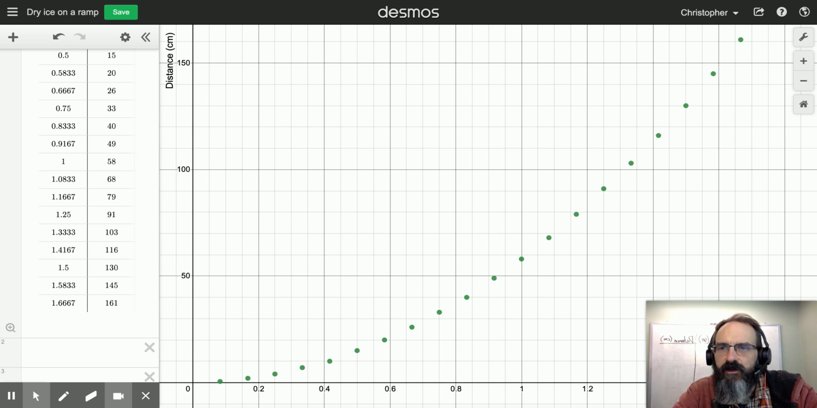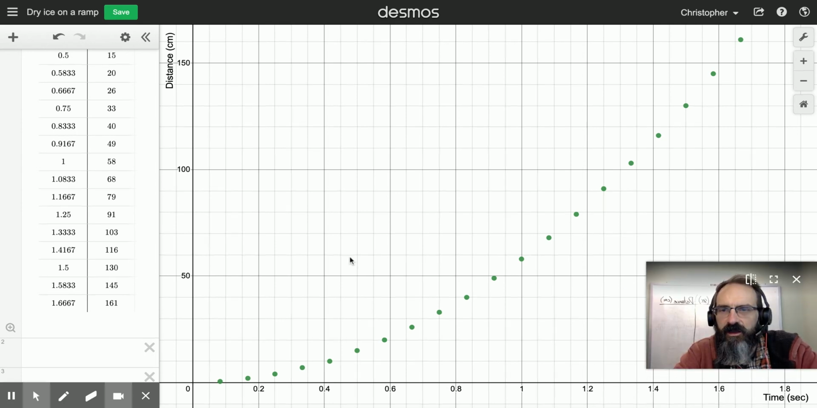Okay, so we've got data, we've got labels on our axes. Remember, I got a label down here, right? Time. We've got a lovely looking graph spreading nicely across the screen. We need to try to find a line that fits this data.